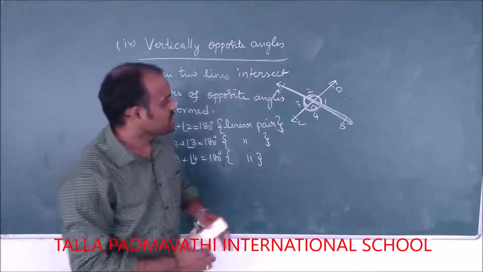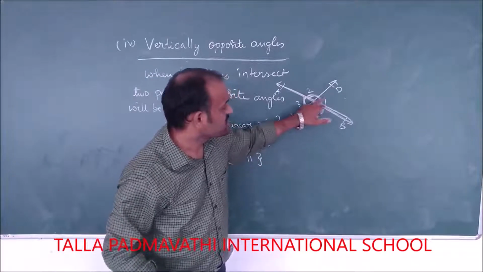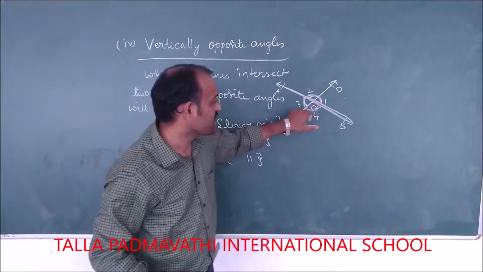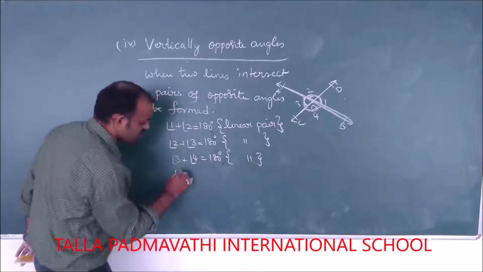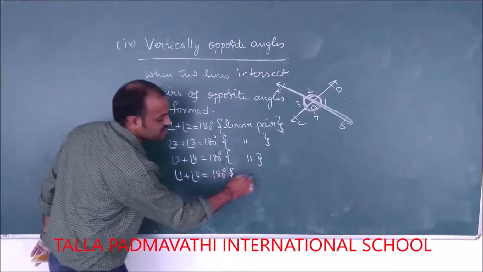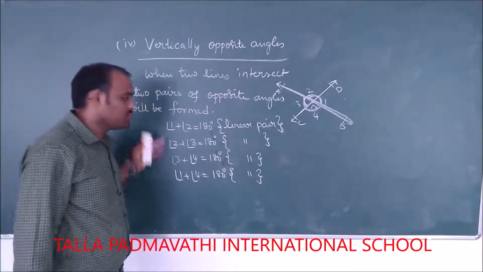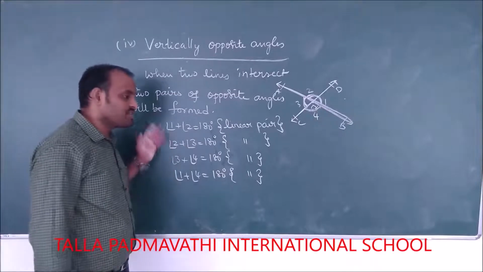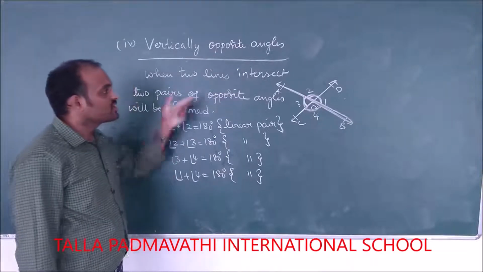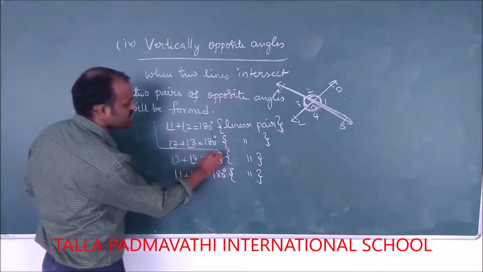Next, if I see the straight line CD, these two are adjacent angles. The sum of adjacent angles is 180 degrees because CD is a straight line. Now I have four statements. Using these four statements, I am going to prove that vertically opposite angles are equal. I will use these two statements first.